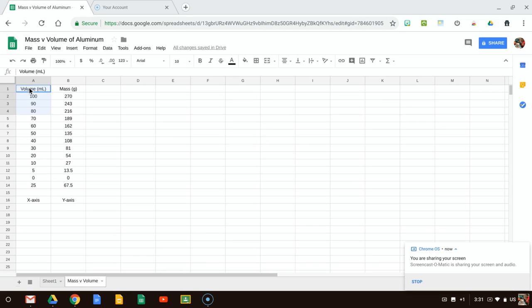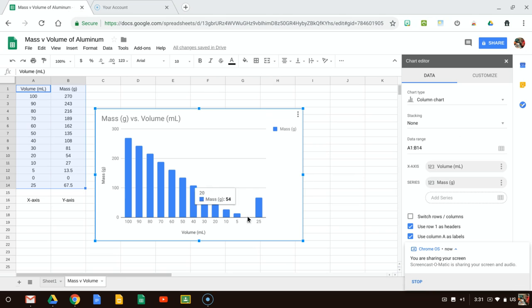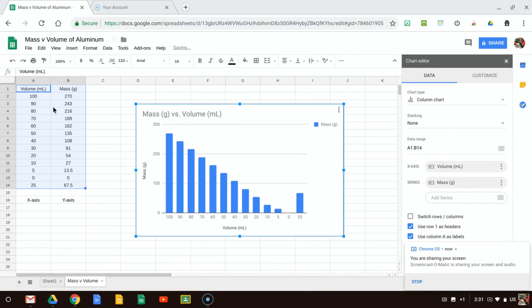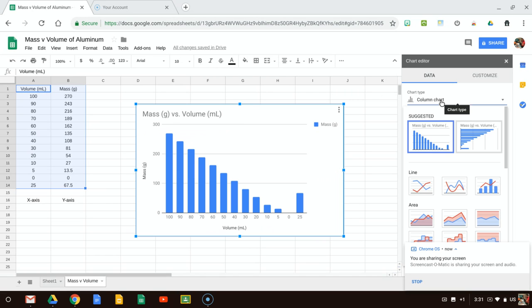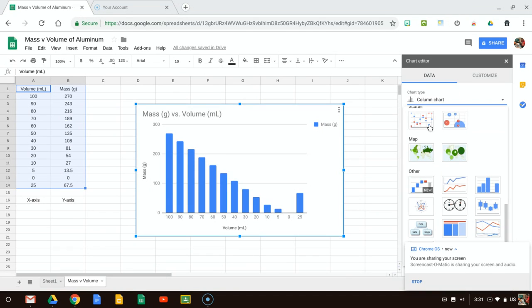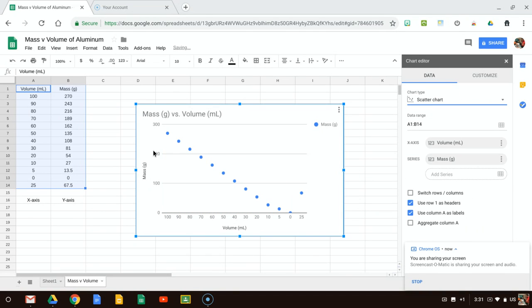Okay, so I'm going to scroll over all of my data. So I click and drag, and then I'm going to click on this little icon that says insert chart. That's a shortcut for inserting a chart. And it looks like I have one set of data here. And remember, if I want to have XY data, I don't want the column chart. I'm going to change the chart type to scatter plot. Okay, and then notice how it says use row 1 as headers, use column A as labels. That's okay. This graph isn't great yet.